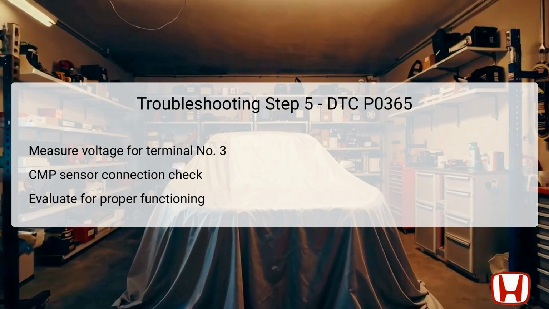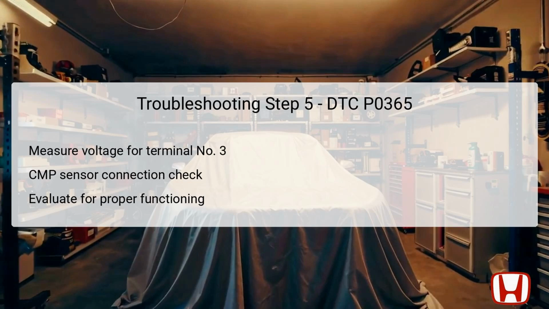After confirming the presence of voltage at terminal number 1, the troubleshooting continues with measuring the voltage between CMP sensor 3P connector terminal number 3 and body ground. Terminal number 3, which typically relates to CMP sensor data output, is essential for the correct transmission of positioning information to the engine control module, ECM. By evaluating voltage at this terminal, you can confirm if there is a signal output from the CMP sensor.